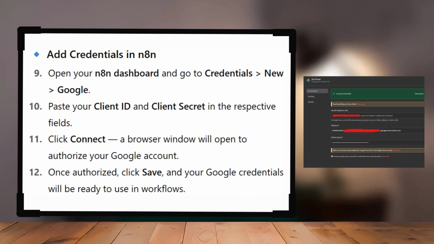After that, open your n8n dashboard and go to Credentials. Now, select New and choose Google. Paste your client ID and client secret in the respective fields. Here, click Connect, and a browser window will open to authorize your Google account. Once authorized, click Save, and your Google credentials will be ready to use in workflows.